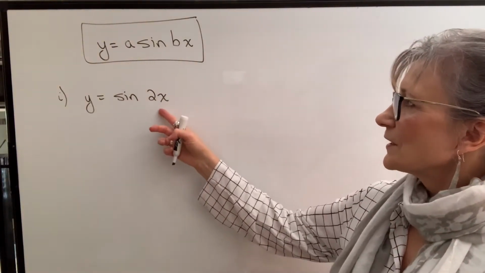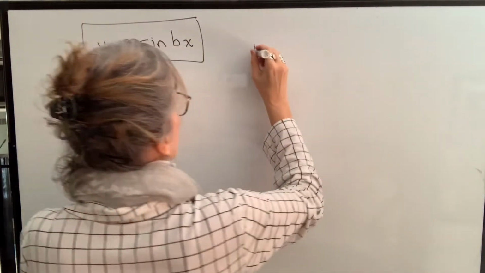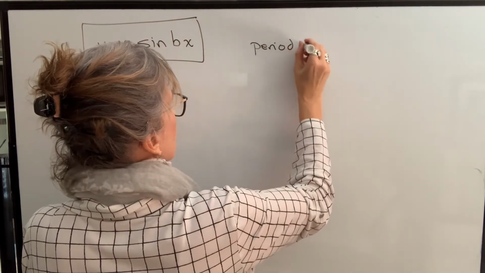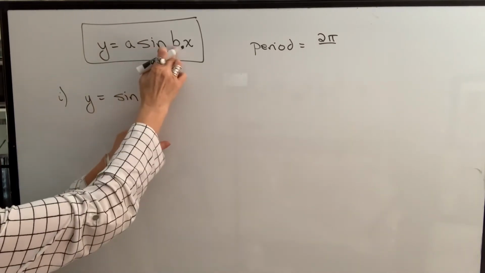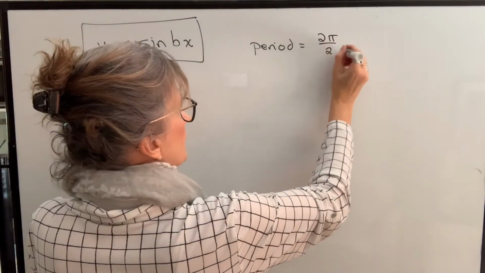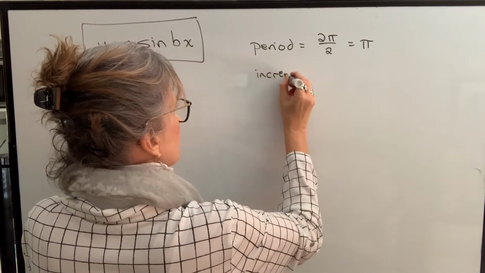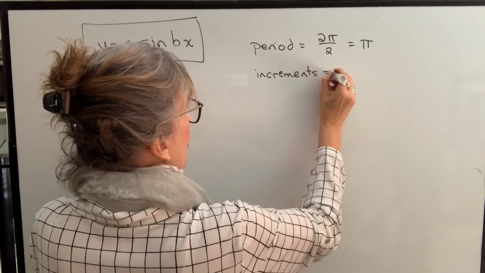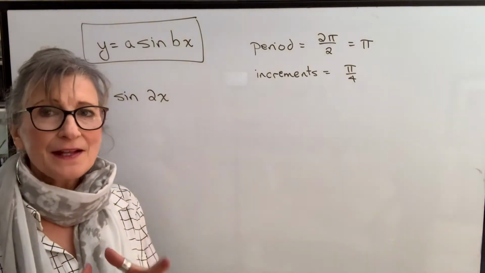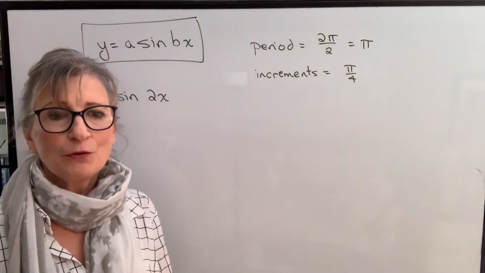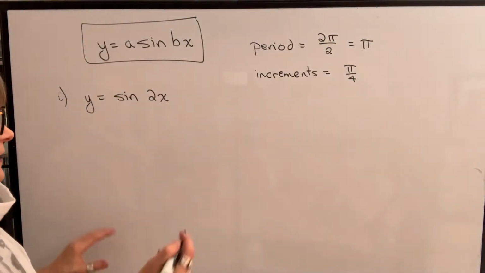So in this particular example here, if I wanted to find the period, I know that it's going to be 2 pi divided by b, which is 2, the way I've defined b. So the period is going to be pi units. That means the increments, those 4 increments, are going to be pi divided by 4. And that's going to make it very, very easy to draw my graph without having to find a lot of points for the graph in one cycle.